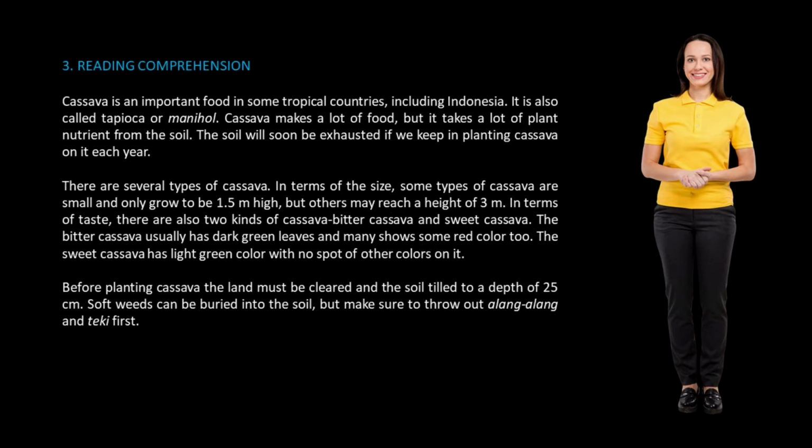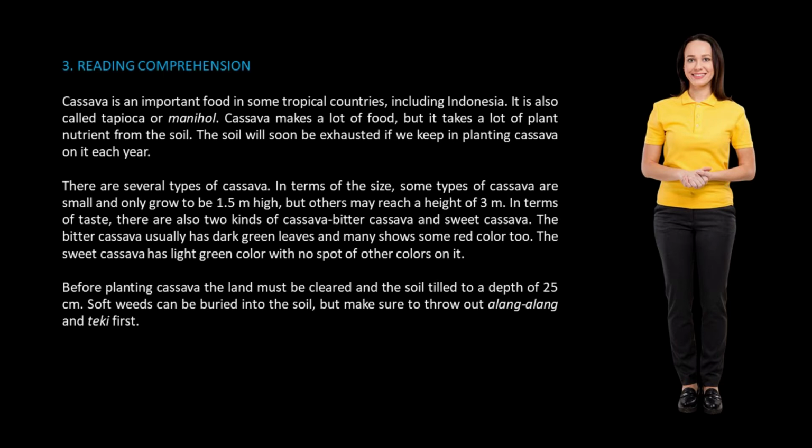3. Reading comprehension. Please listen carefully to the following text. Cassava is an important food in some tropical countries, including Indonesia. It is also called tapioca or manioc. Cassava makes a lot of food, but it takes a lot of plant nutrients from the soil. The soil will soon be exhausted if we keep planting cassava on it each year.